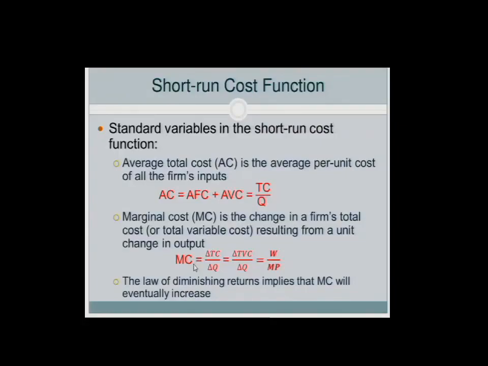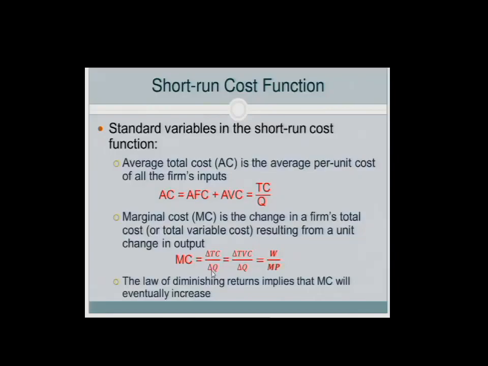Then the marginal cost is the change in firm's total cost resulting from a unit change in output. So each additional unit incurs additional costs. That's what the marginal cost is. Marginal product is the change in output from a unit increase in labor, let's say, which was the variable input in the short run. In this case, change in Q is the quantity of output. In the marginal product case, it was the quantity of labor. So this is the difference here between the cost and product.